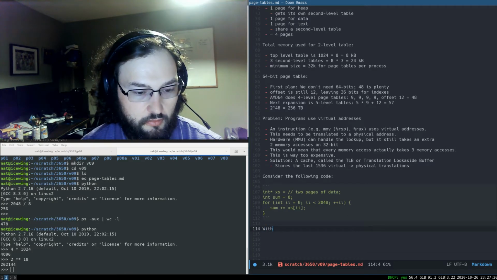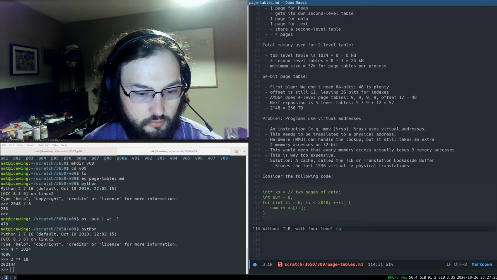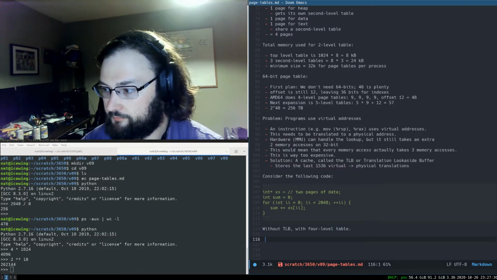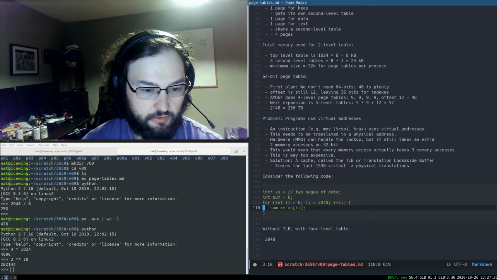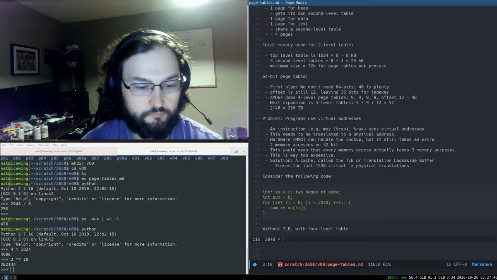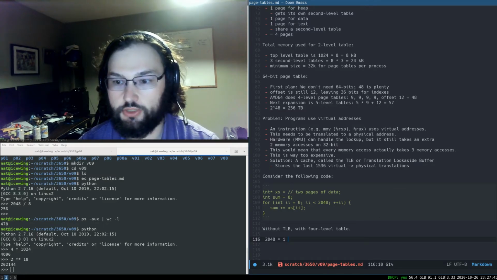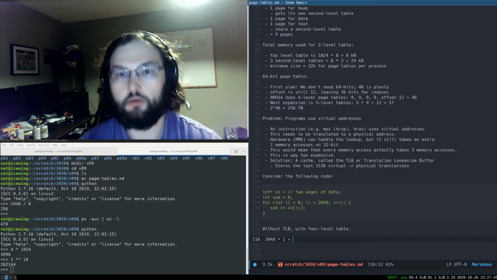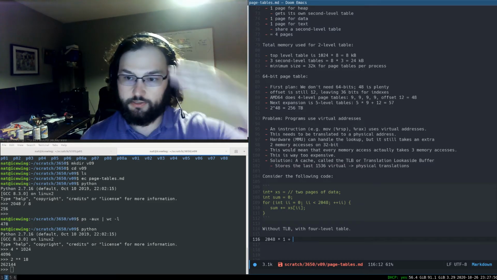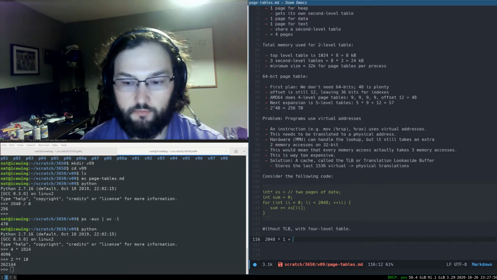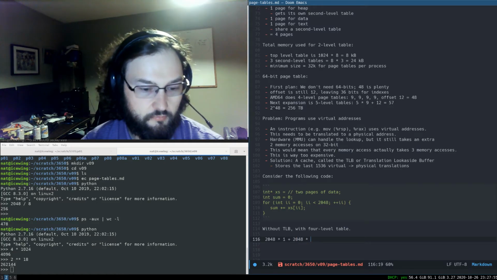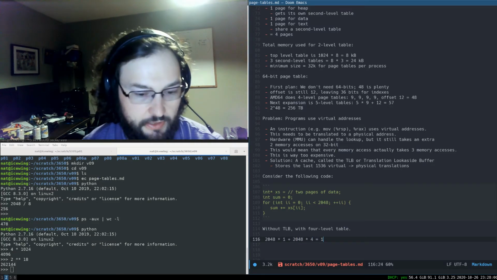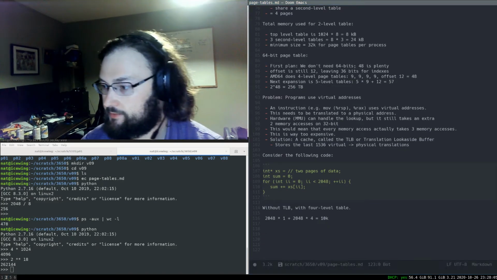Now, let's consider without TLB with the 4-level table. So 2048 integer accesses. This load here happens 2048 times. Now, we're going to do that once to actually load the integer, but then for every time we access the integer, we're also going to have to do the translation lookup. So that's going to require a traversal of a 4-level table. So that's going to take about 10K memory accesses.